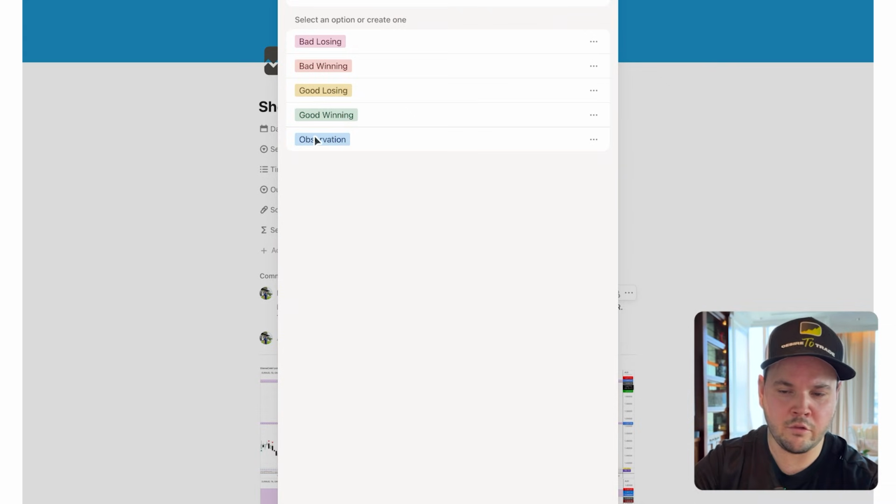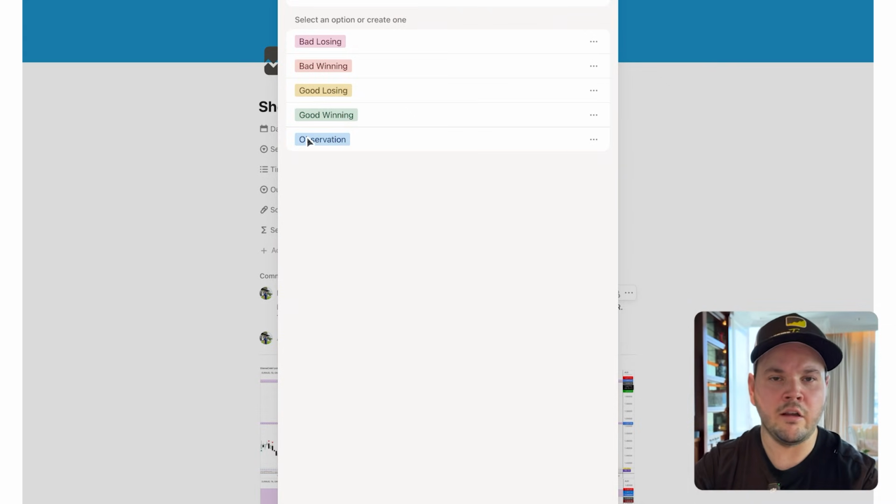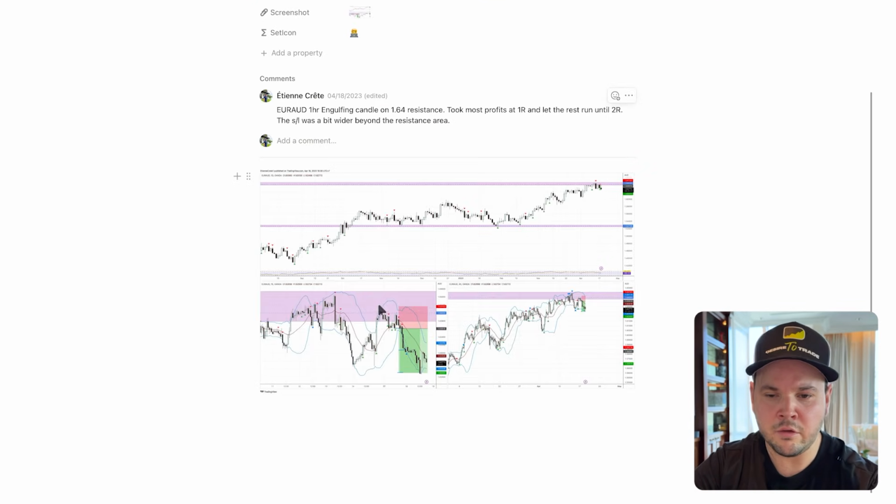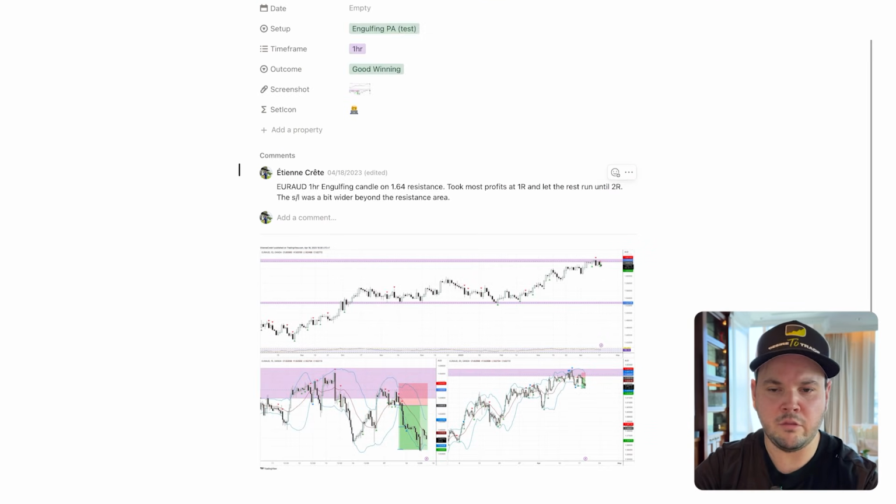I have some observations too, like the trades that I miss or some things I noticed in the market that are a bit different than what I thought. And then I have a screenshot of my trade. You can see screenshots going here too. And I have a comment. So this is really good.